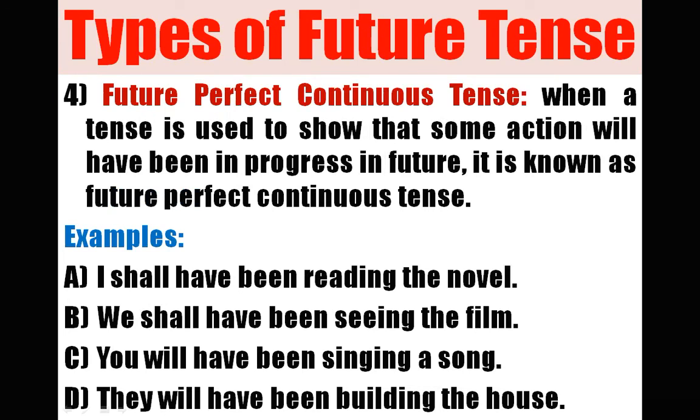Now look at the future perfect continuous tense. When a tense is used to show that some action will have been in progress in the future, it is regarded as future perfect continuous tense. Now look at some of the examples here. I shall have been reading the novel, and we shall have been seeing the film. You will have been singing a song. They will have been building the house.